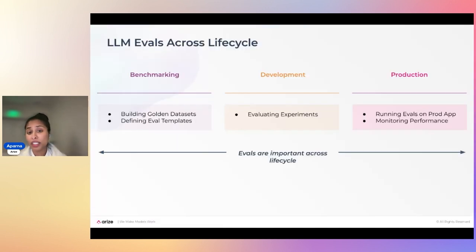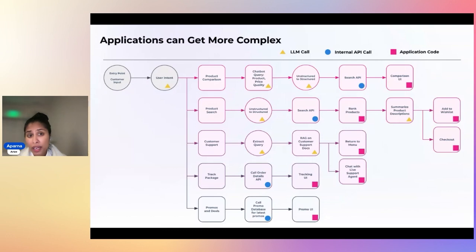This can be for really simple applications, but applications can also get really, really complex. I almost call this the agentic or pre-agentic type of workflow, where folks are using routers to determine the user intent, and then there are all sorts of different paths the user can go down, everything from product comparisons to product search, if you're doing something like an e-commerce bot.